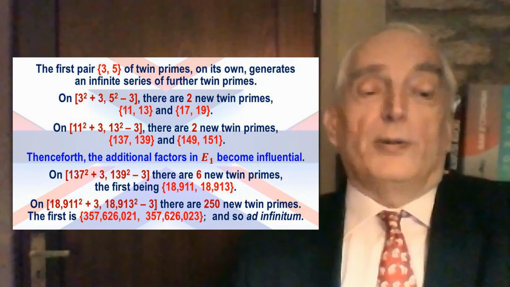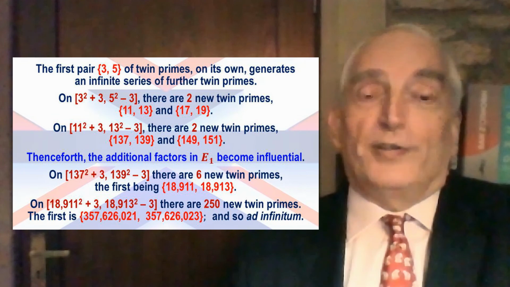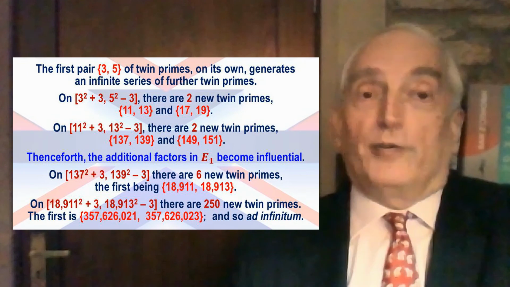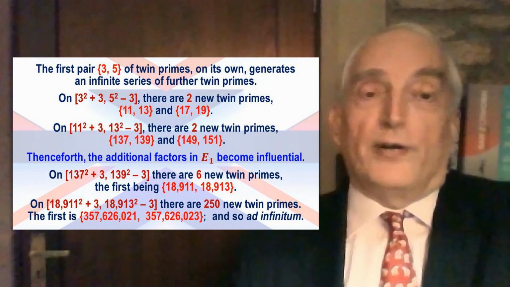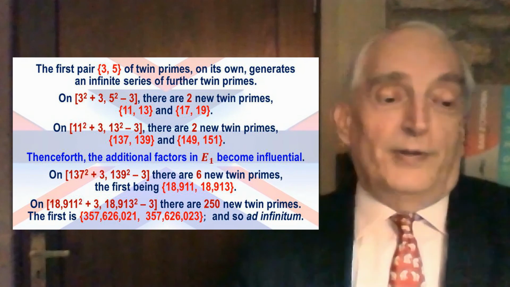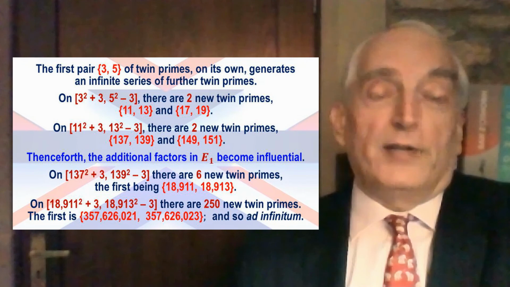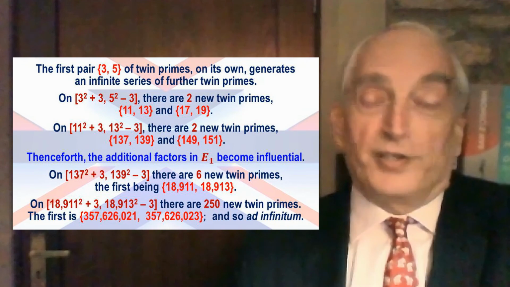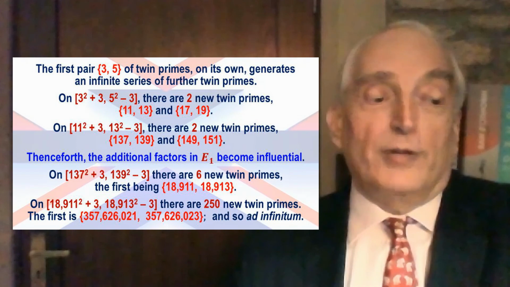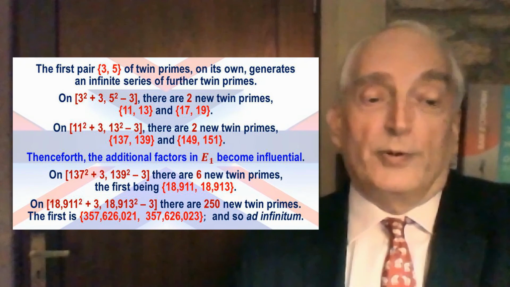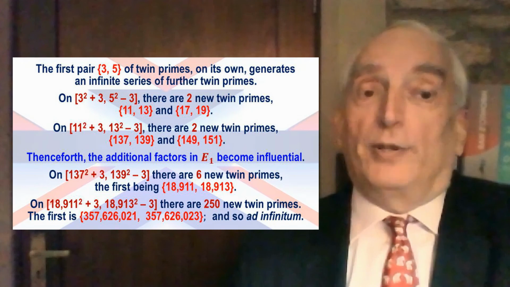Now then we can also look at the first pair, 3, 5, of twin primes, and this on its own generates an infinite series of further twin primes, as do all the other twin primes. So on the interval from 3 squared plus 3 to 5 squared minus 3, the first window of opportunity, there are 2 new twin primes. If we square them and then take the interval between those squares, there are 6 new twin primes. If we square those and take the interval between them, there are 250 new twin primes, the first of which is more than 357 million. And you can carry on with that ad infinitum.